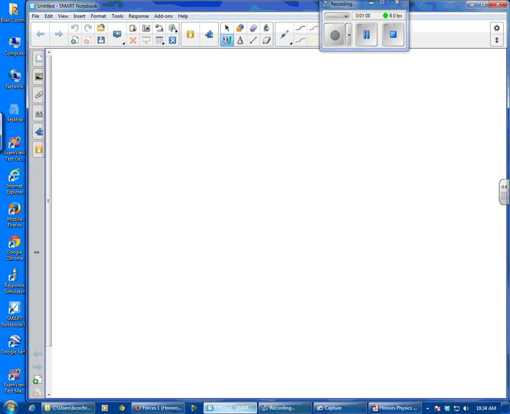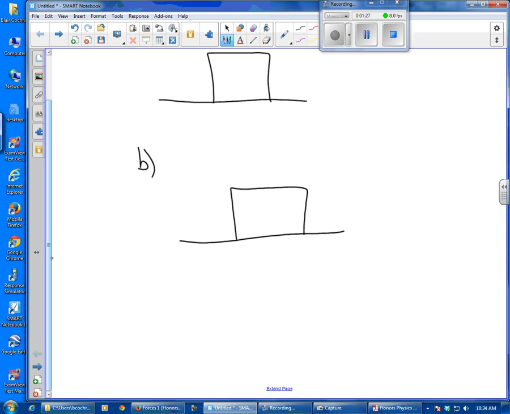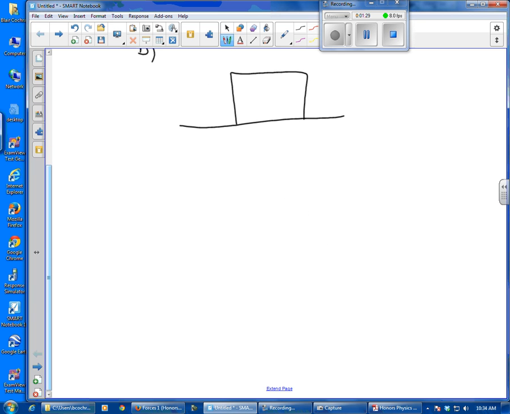So this is number 10 here. I'll have a free body for part A. This will be part A. I'll have one also for part B, basically the same setup. And then for part C, I'll have a separate one also.